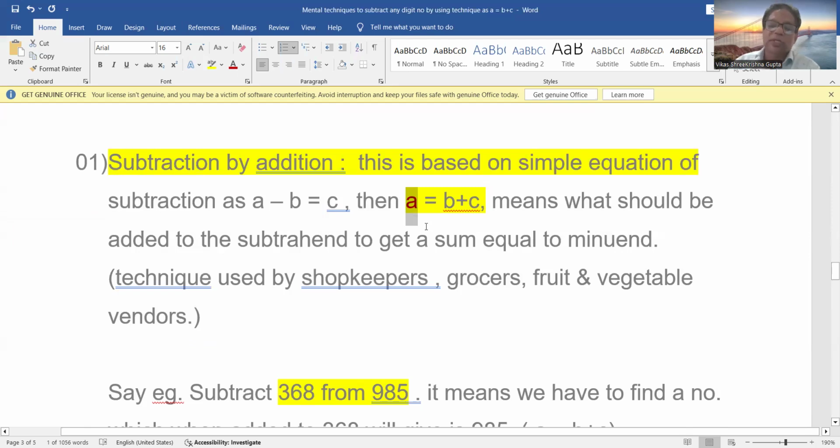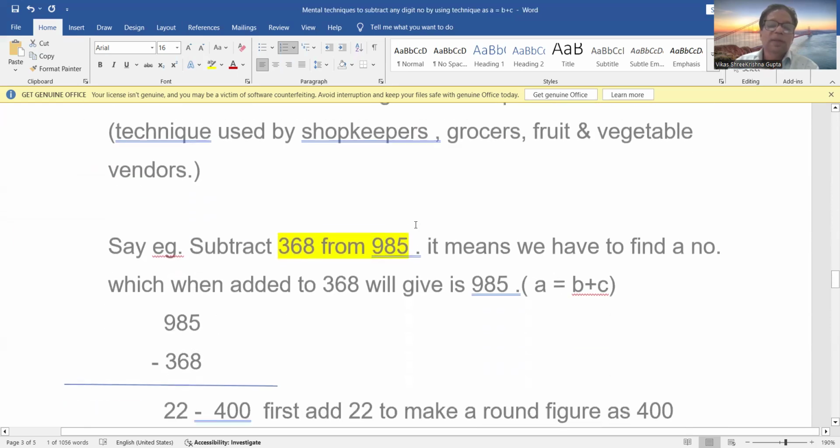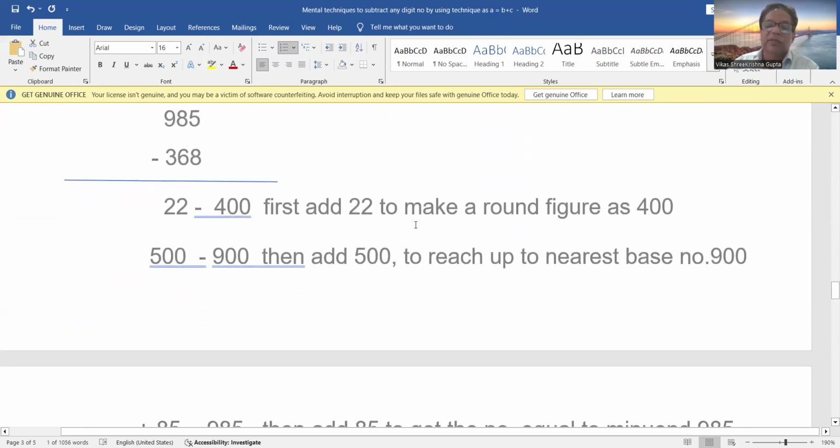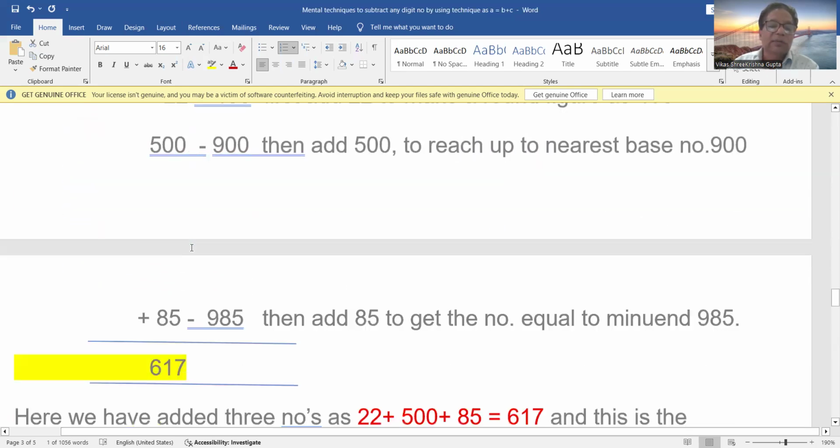Something is wrong with your subtraction, because the difference plus the lower number (subtrahend) should be equal to the upper number (minuend). Okay, so this is a way of checking your answer, whether the subtraction is correct or wrong. So I have shown you one example. Let us take one more example.